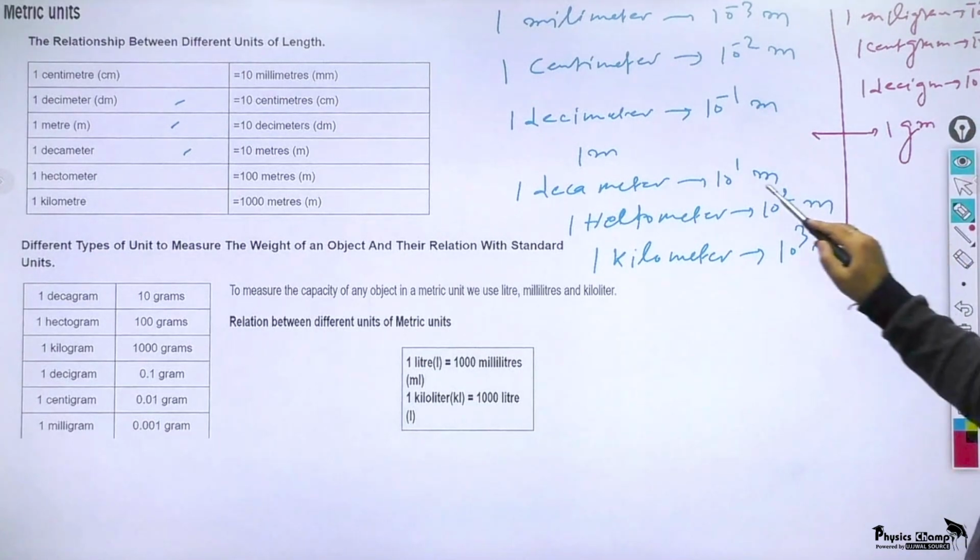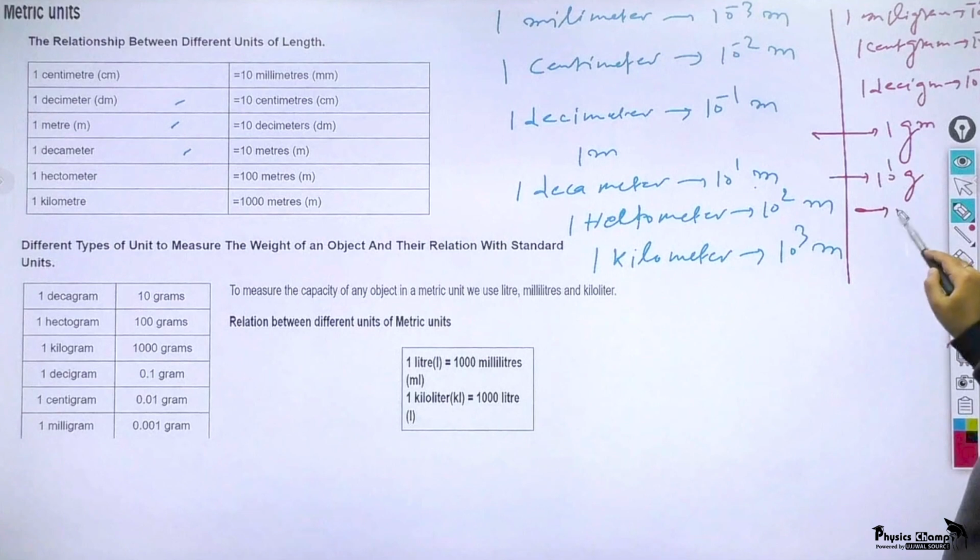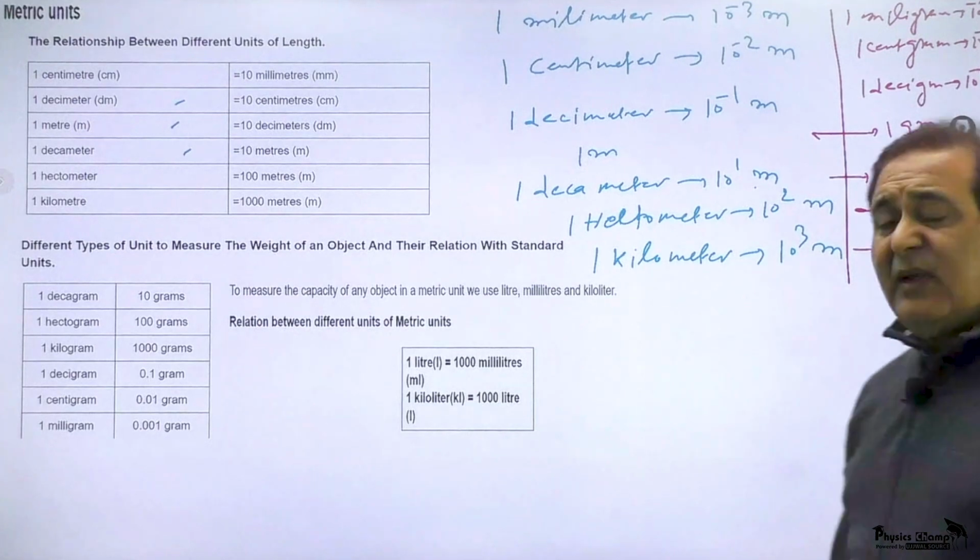Then 1 decagram, 10 to the power 1 gram. 1 hectogram, 10 to the power 2 gram. 1 kilogram will be 10 to the power 3 gram. So this is how we use all these abbreviations.